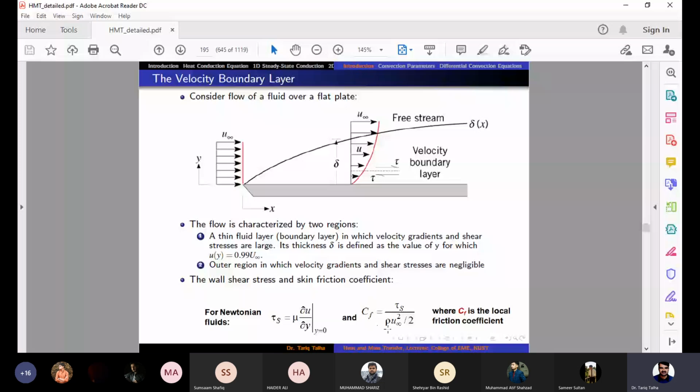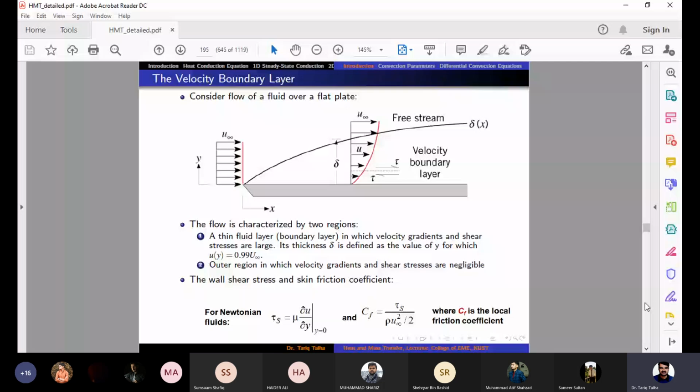Okay? So CF is the main parameter which determines how much drag force is exerted on a solid surface by a fluid. That is the main parameter for the calculation of the friction factor for this flow. So you would discuss it in detail in FM2.